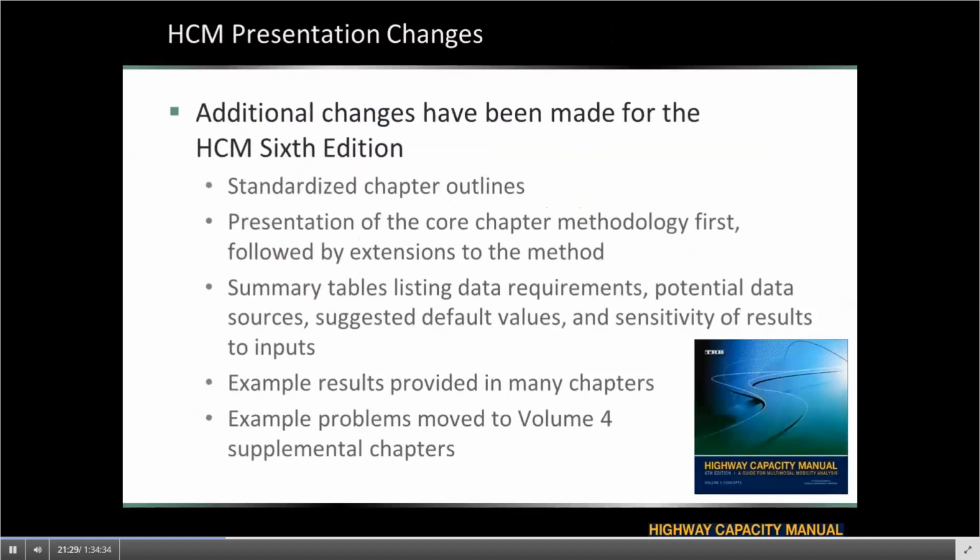The HCM 6th edition continues the evolution of how HCM information is presented to better serve the needs of today's users. As will be described in a moment, methodological chapter outlines have been standardized. Summary tables are provided that list data requirements, potential data sources, suggested default values, and the sensitivity of results to particular inputs. Example results in many chapters allow analysts to check the reasonableness of their results. To make room for new content, example problems showing step-by-step calculations have been moved to the supplemental chapters in Volume 4.